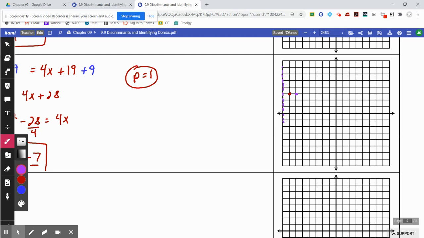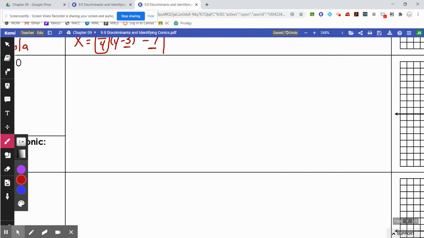Another something you can do is you can find the endpoints of your lattice rectum. The lattice rectum has a length of 4p, which is going to equal 4. That's going to be the length. So you're going to go up, above your focus, down, below your focus, connect your dots, and there is a sketch of your parabola.